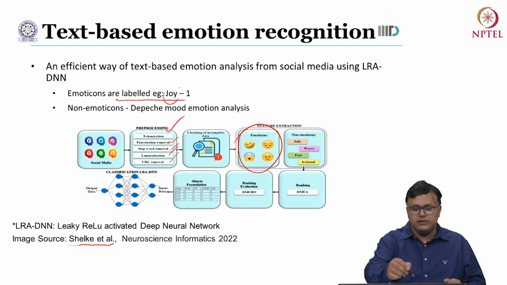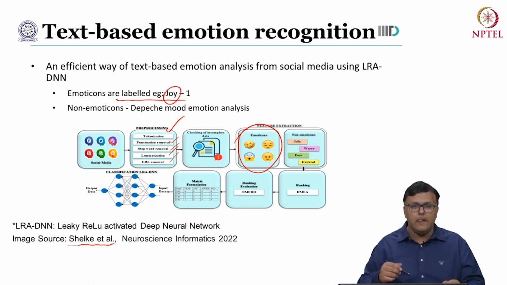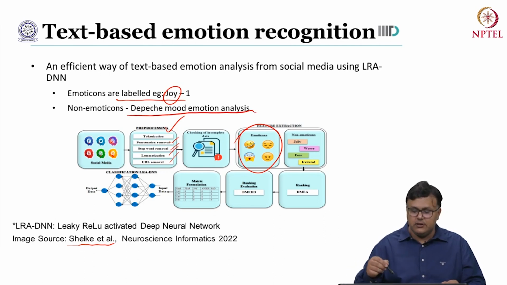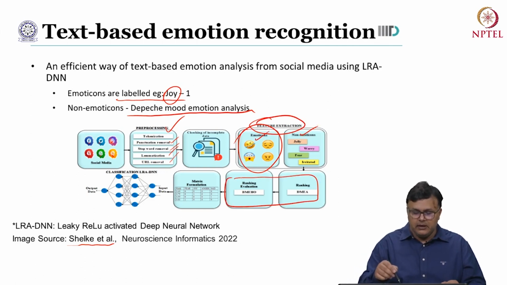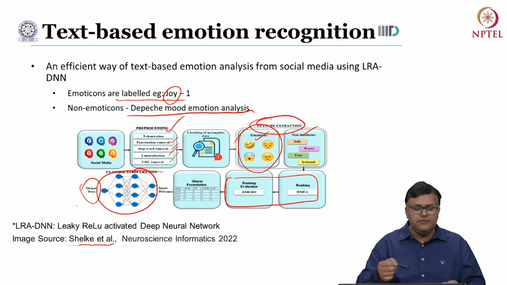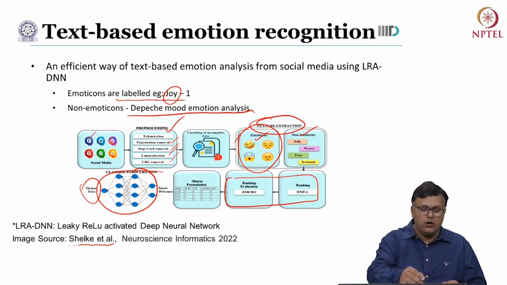Now, for the emoticons, they are also adding labels. For example, they say, well, you see the joy emoticon, let's say, the representation for that is a 1. And for the text, they are actually using another mood analysis system, called the DPEC mood and emotion analysis. So they combine it, extract features from the emoticons and from the text, and then they are doing a machine learning based ranking. They rank the presence of the emoticons along with the text and then input that into a deep neural network to predict the emotion which is perceived from, let's say, a post on Facebook or on Twitter and so forth.